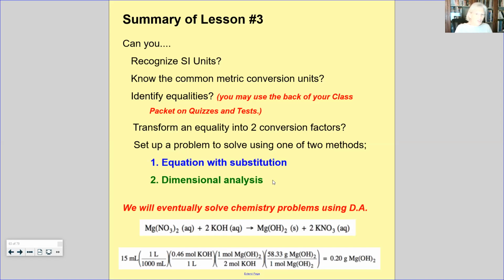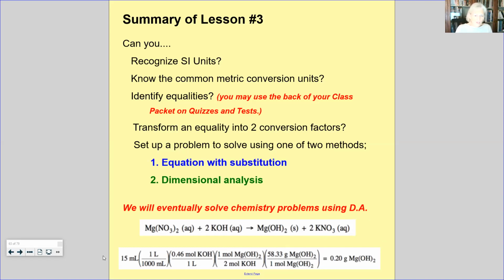I just wanted to show you that in chemistry, we're not really so interested in converting inches into miles. This is what our dimensional analysis will eventually look like in chemistry. Here you have a chemical equation. Magnesium nitrate plus potassium hydroxide gives you magnesium hydroxide and potassium nitrate. You'll be able to do that in another month or two.